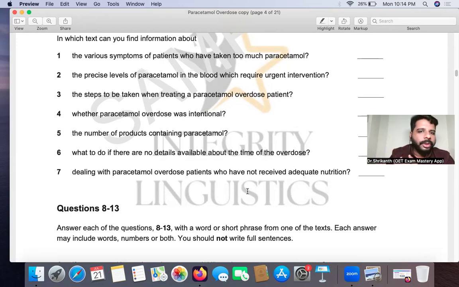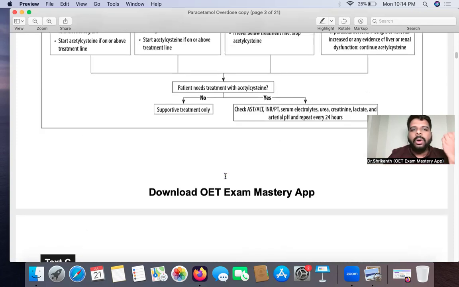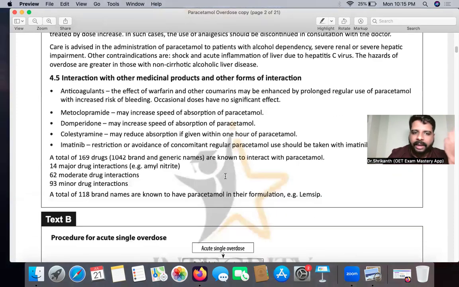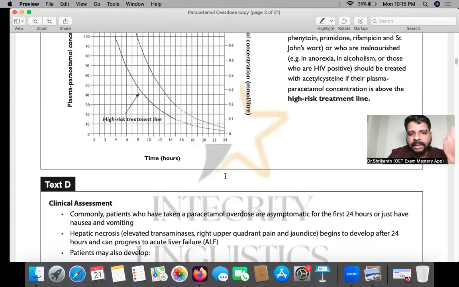So what is your priority? Are the paragraphs the priority, or are the questions the priority? Automatically, the questions are your priority. So you have to prioritize the questions, because your duty is to find answers to the questions. Do not spend your beginning time reading text A, text B, text C, and text D.